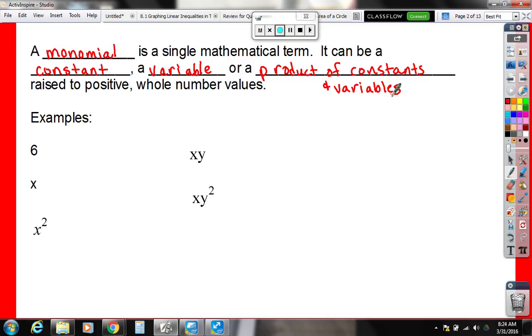So 6 would be a constant because there's no variable. It's a number, so it's called a constant. X, of course, is a variable. X squared is a different variable. It wouldn't be considered a like term with x because it has a different exponent. Here's a product of two variables, x and y, and a product of x and y squared. Those are all monomials.